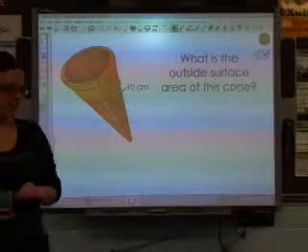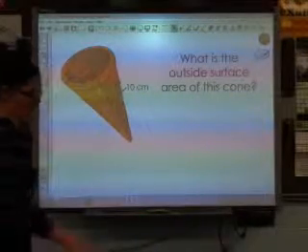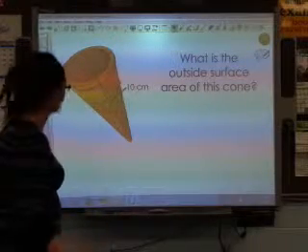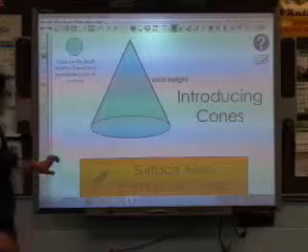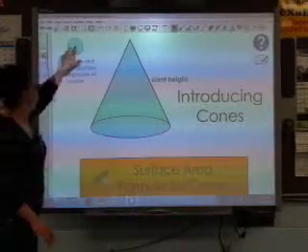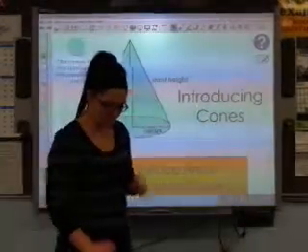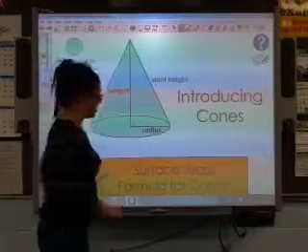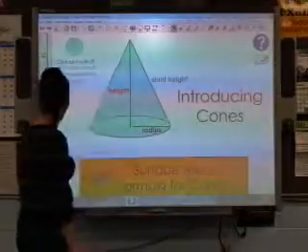So let's look at the outside area of this cone. Oh, wait a minute. Let's go back to this. Let's suppose that in this picture, let's say we had a diagram where, let's get rid of that.